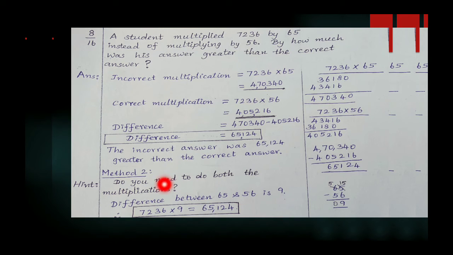Now multiply 7236 by 9 to find the difference between incorrect multiplication and correct multiplication. Okay. If they are asking for correct multiplication, you have to do this part only. If the question was about incorrect multiplication, wrong answer, then you have to do this. Okay, but the question is about the difference between incorrect answer and the correct answer. So we have done this.